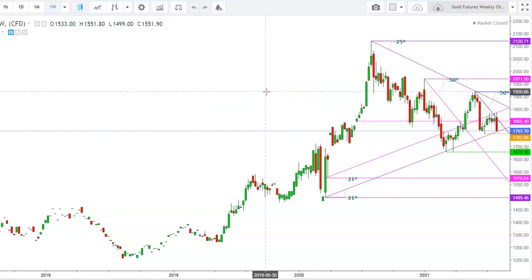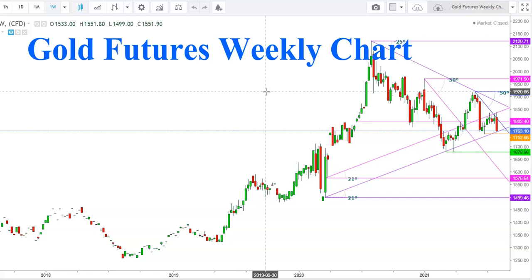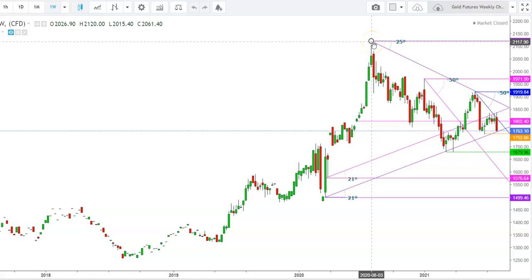So let us start the day to analyze the movements of gold futures in different time frames. So friends, here you can see a weekly chart of gold futures. Here you can see how the gold futures have been maintaining a sharp downward move after testing a high at US$2120 during the month of August 2020.